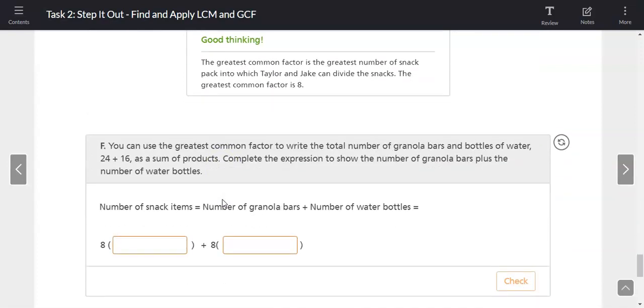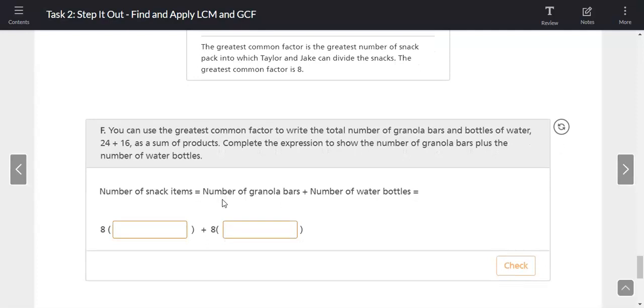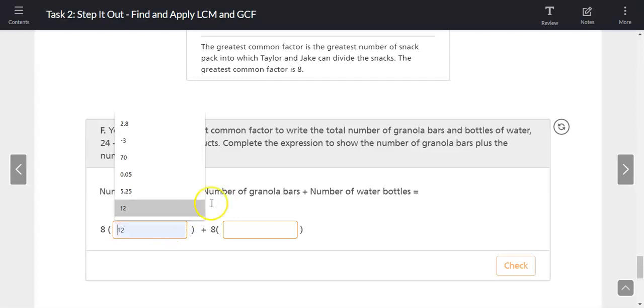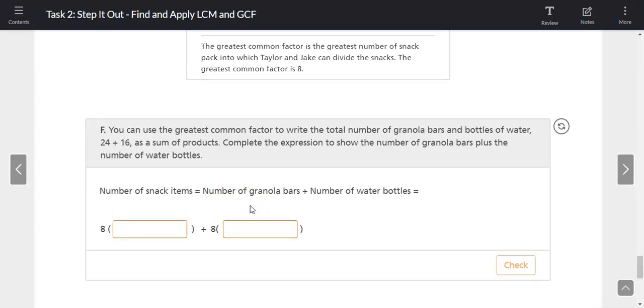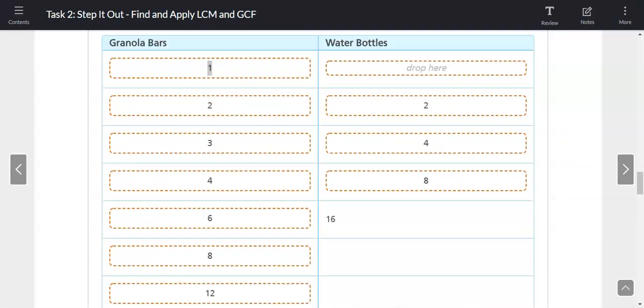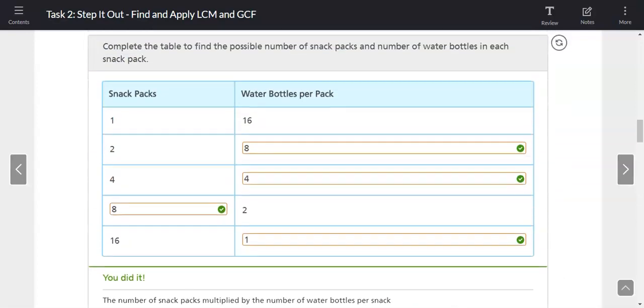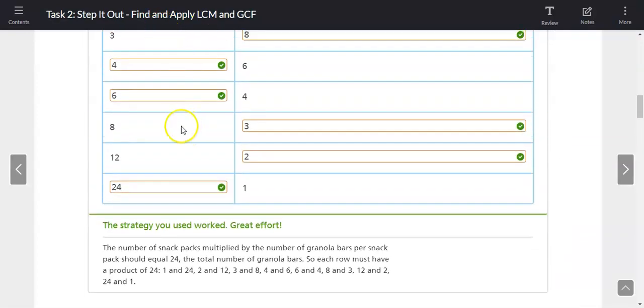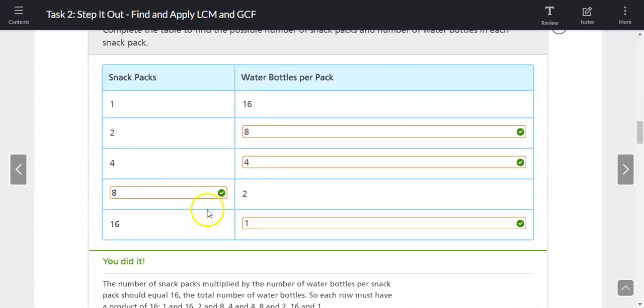You can use the greatest common factor to write the total number of granola bars and bottles of water, 24 plus 16, as a sum of products. Complete the expression to show the number of granola bars plus the number of water bottles. Okay, so what they want you to do on this first one, they want to know the number of granola bars. We had 8, and to get 8 on that one, all the way back up here, we had 8 times 3. And here we had 8 times 2.